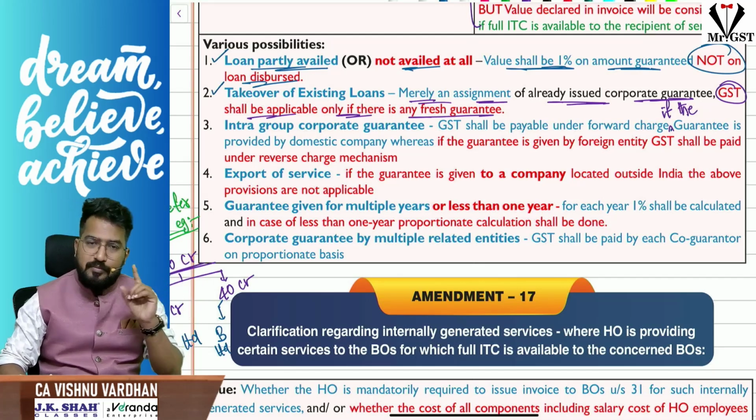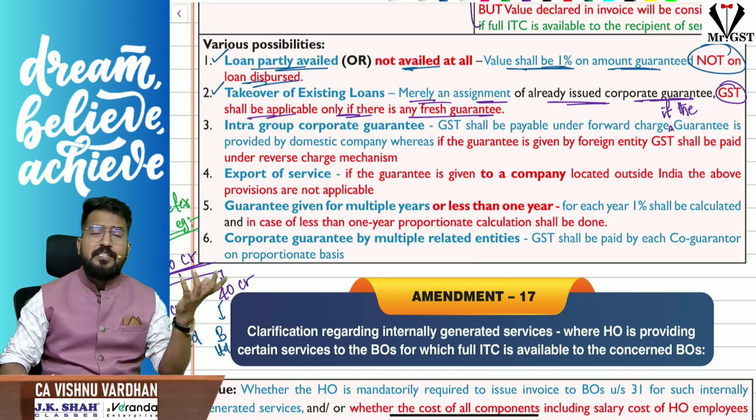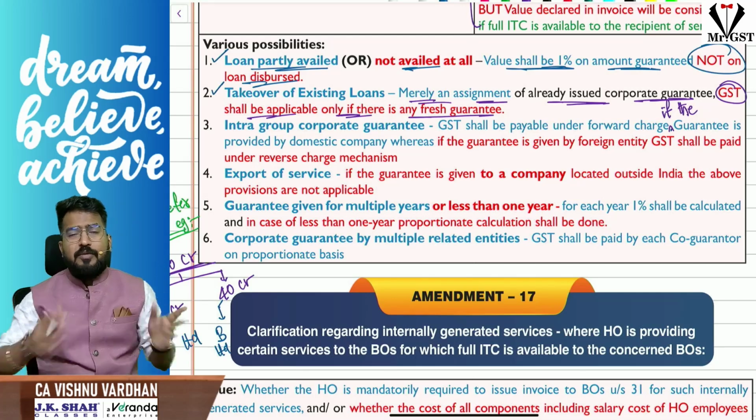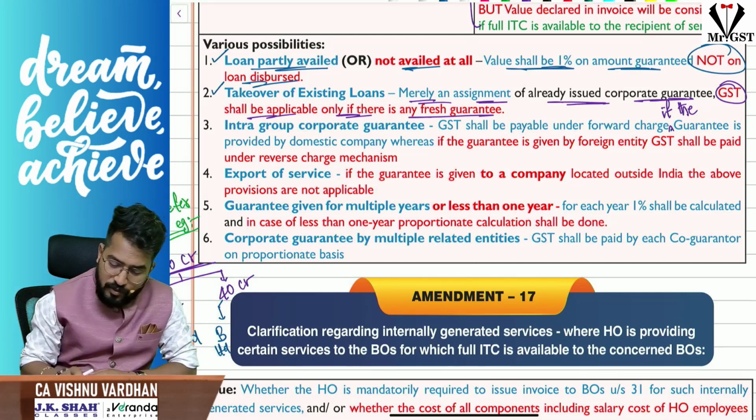Only one, simple. Once you pay for the corporate guarantee, what you give, you pay once. Again, if there is any fresh loan for that, again you are giving any guarantee, again you pay. Just shifting of loan from one bank to another bank and all, again and again, don't pay GST. Okay, that is the second one. Now the third one.